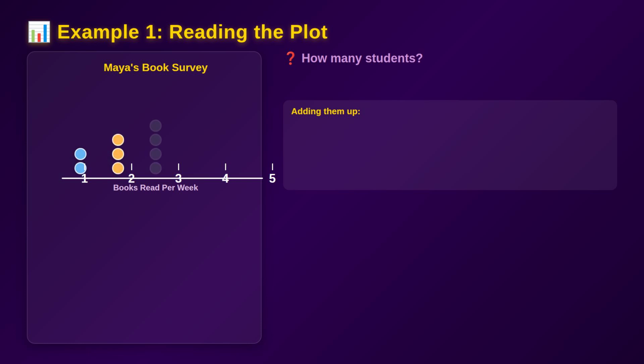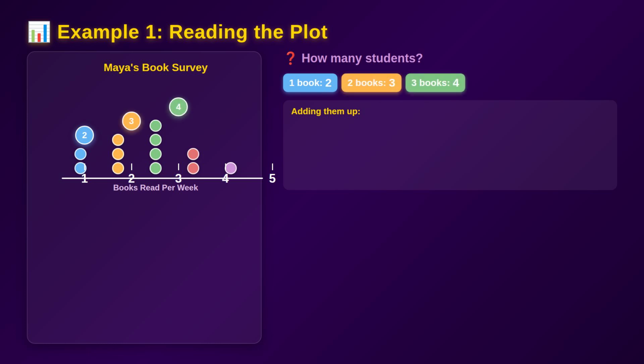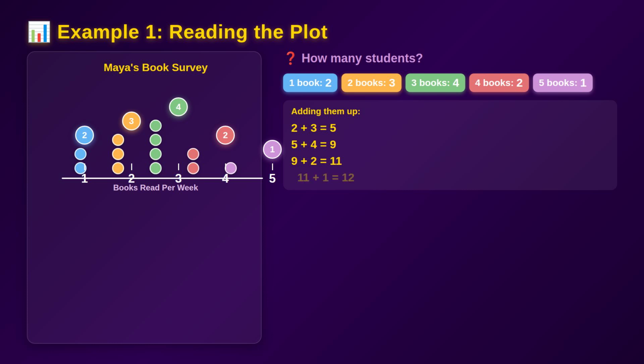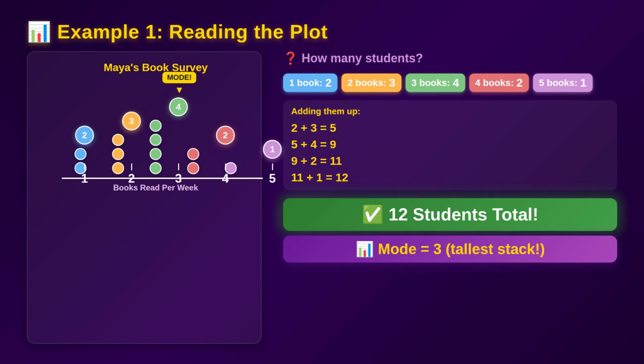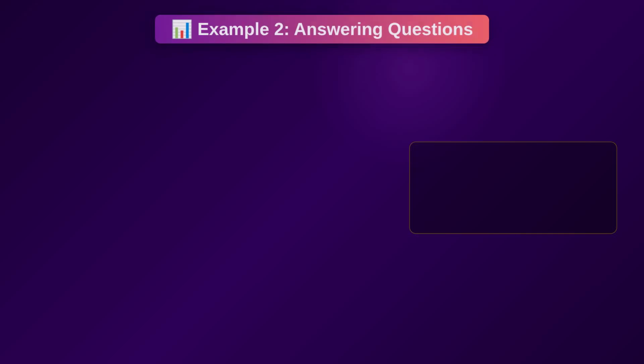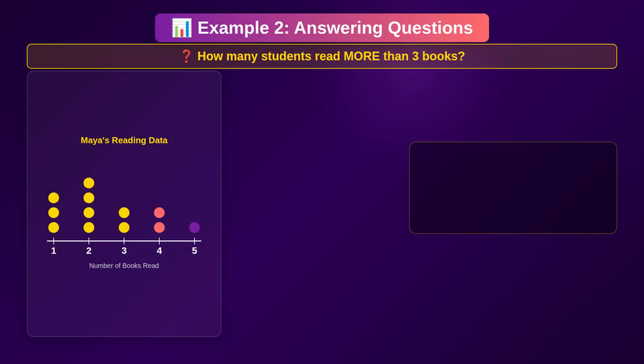Let's read Maya's line plot together. First question, how many students were surveyed? Count every dot on the plot. Above 1, we see 2 dots. Above 2, we see 3 dots. Above 3, we see 4 dots. Above 4, we see 2 dots. And above 5, we see 1 dot. Now add those up. 2 plus 3 equals 5. Then 5 plus 4 equals 9. Then 9 plus 2 equals 11. Then 11 plus 1 equals 12. 12 students total. And the mode? That's 3. It has the tallest stack with 4 dots.